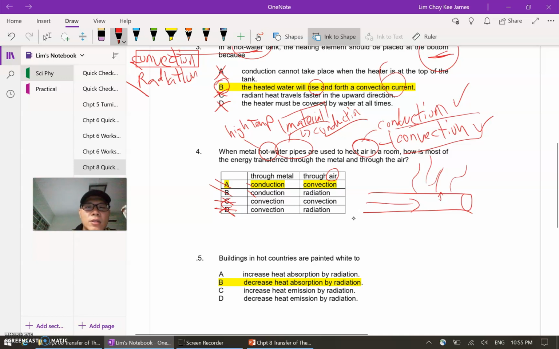So you'll find that through air, the main mode of heat transfer, even though I have both, is convection, because of efficiency and the nature of the material itself, the gas. The main mode of heat transfer will still be primarily convection. Bearing this in mind, the only answer that suits all this is actually A.